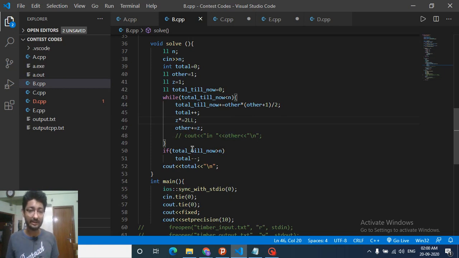So how can I check? If the total till now is greater than n, because we are assuming that the total till now should be less than n. Total till now is the total number of x's we have used. It should be strictly less than n, which is the total number of x we are given. If it exceeds n, then what we'll do? We will separate out the last staircase because we cannot take it. So total decrement. And then we just output the total number of good staircases or nice staircases we have taken, which is how many total number of nice staircases we can make if we have total x cells.